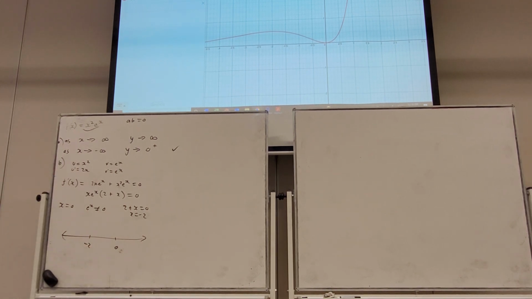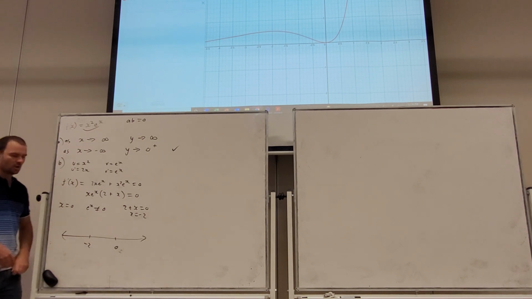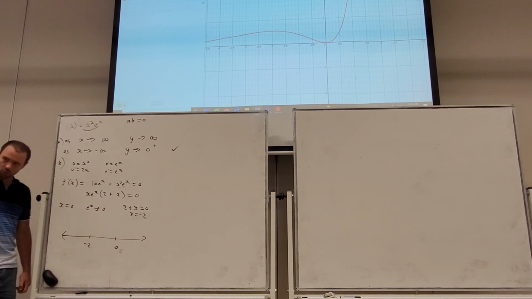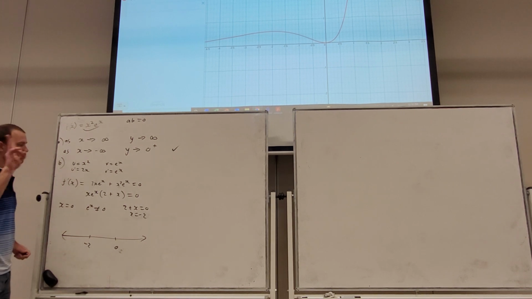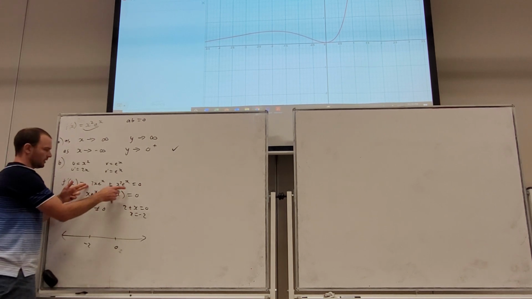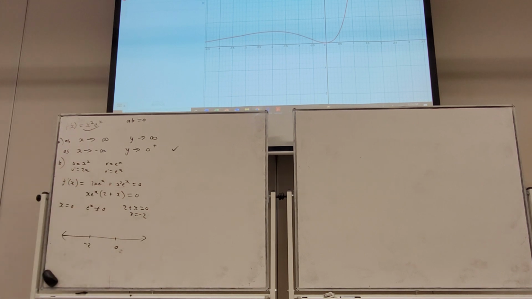Now, we want to know when it's positive and when it's negative. I've said you're not required to make a manual argument for the sign diagram. So let's talk about two procedures we can use. The first one that you've been doing a bit is to graph the function. I'm going to graph it here.